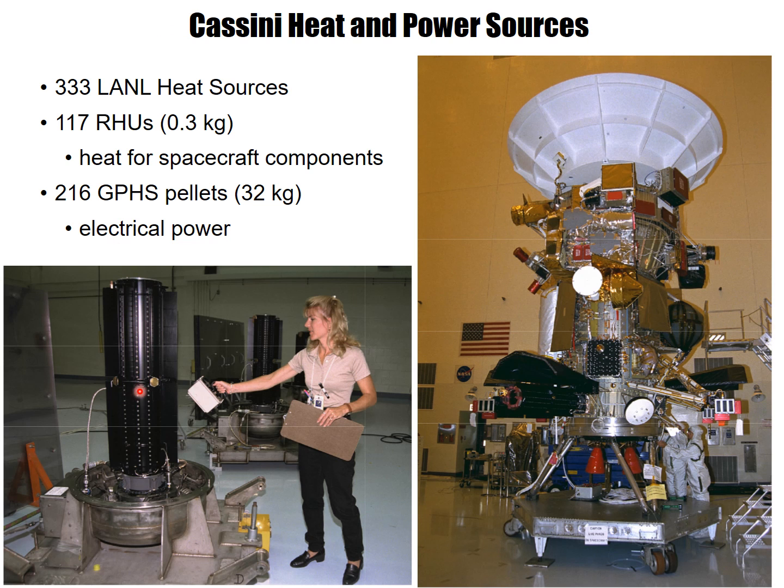An example of what that source looks like is shown here. This is on the Cassini space mission. They used 333 heat sources from Los Alamos National Lab. This was on the order of 40 kilograms of material, and it provided electrical power, where on the order of half a kilogram was used to just provide heat for spacecraft components.